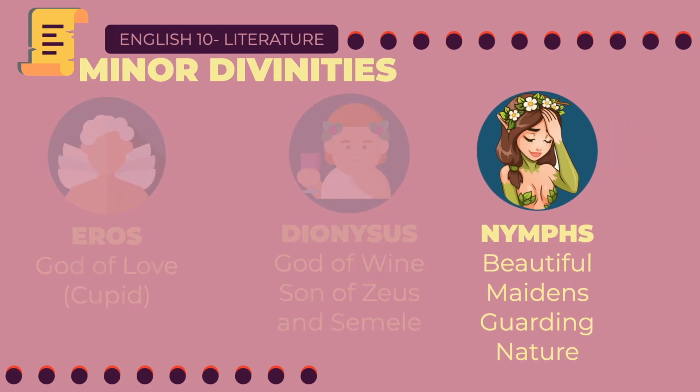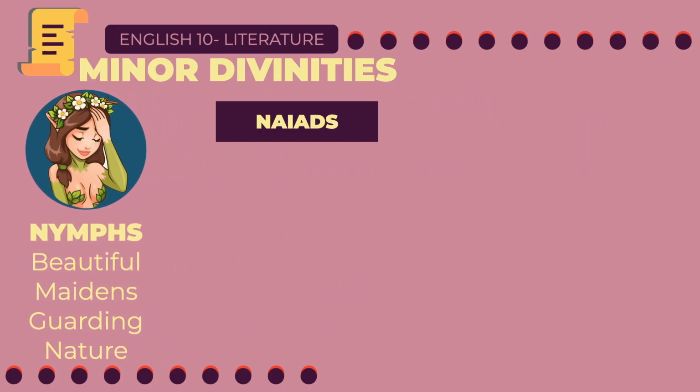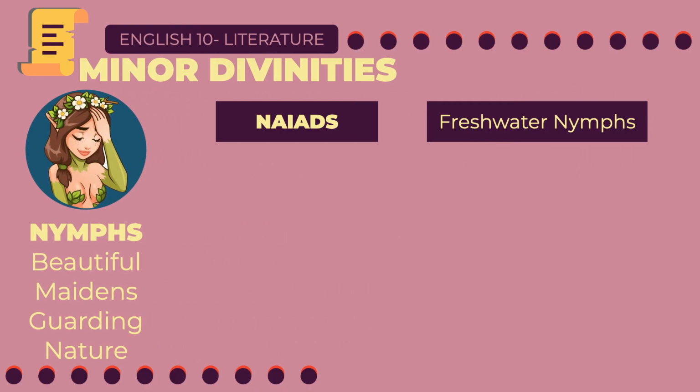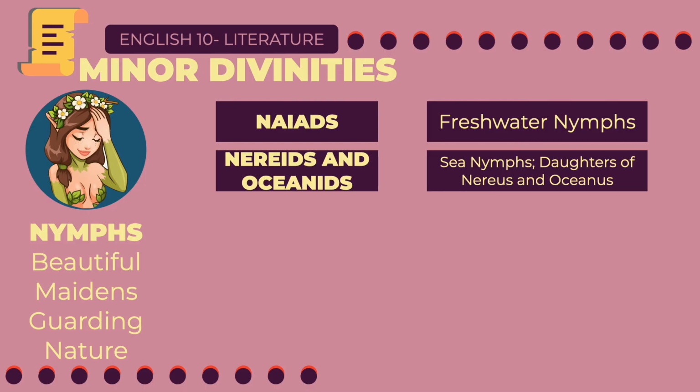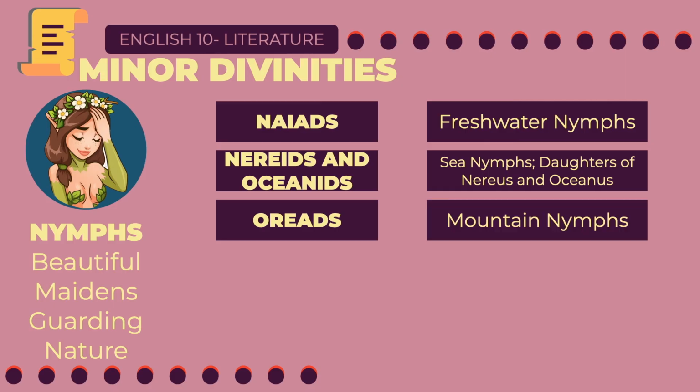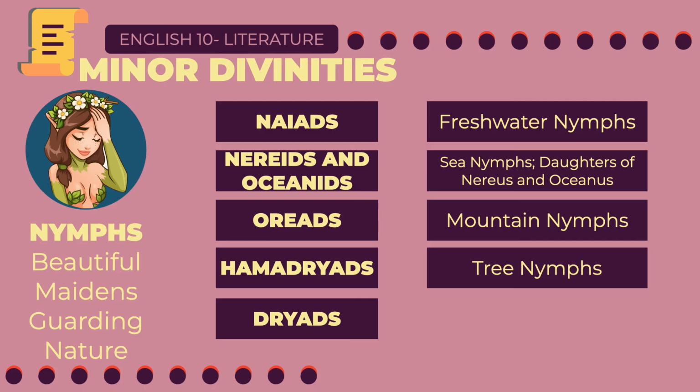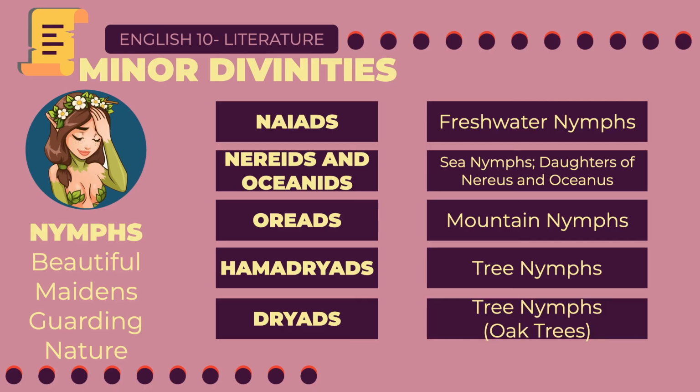There are 5 types of nymphs, namely the Naiads, who are the freshwater nymphs, the Nereids and Oceanids, the sea nymphs, daughters of Nereus and Oceanus, the Oreads, or the mountain nymphs, the Hamadryads, or the tree nymphs, and the Dryads, who are also tree nymphs but specifically for oak trees.